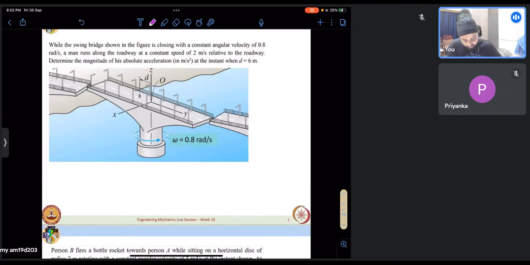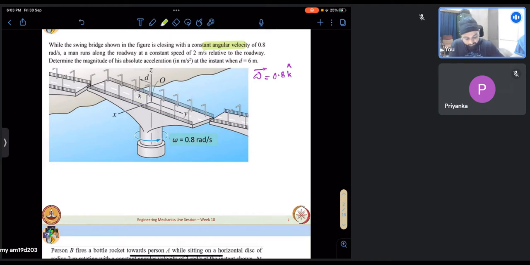So it says, while a swing bridge shown in the figure is closing with a constant angular velocity of 0.8 radians per second. So it is given that it is constant and it is closing. So omega, if we see in vector form, we are able to see that the axis is pointing towards positive z. So it is 0.8 k cap. While this is happening, a man runs along the roadway at a constant speed of 2 meters per second relative to the roadway. So we are able to see the person here.